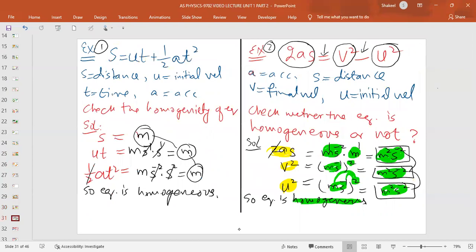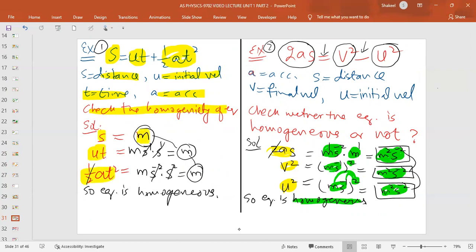Okay, moving forward to another example, S equal UT plus half AT square. First, S is distance, U is initial velocity, T is time, A is acceleration. You have to check the homogeneity. So how many terms are there? Three terms are there. S is the first term, UT is the second term, and half AT square is the third term.